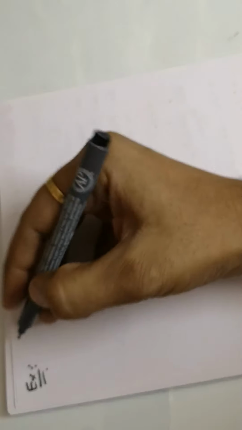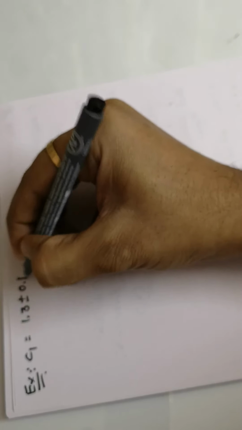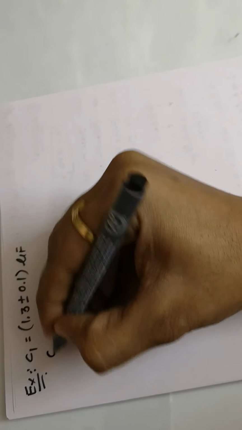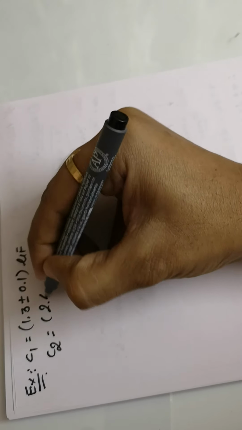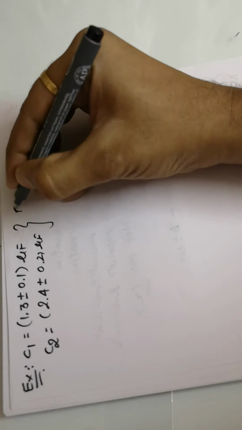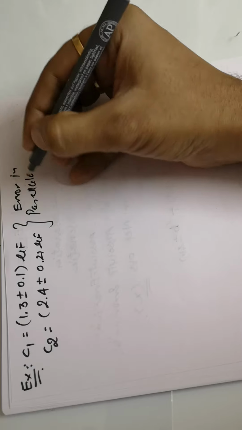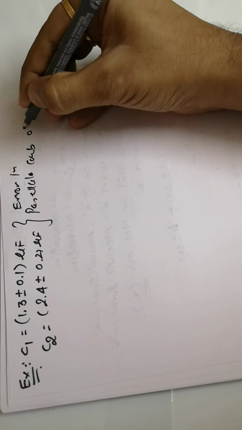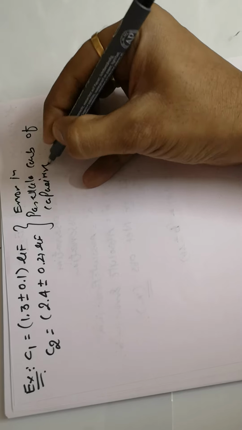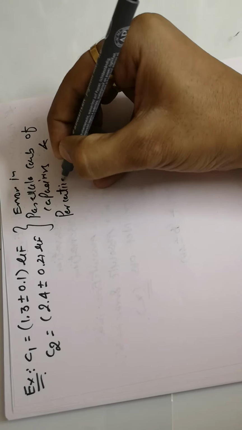Let's say we have a capacitor. A capacitor is a new thing for you. Let's say I have two observations. C1 is 1.3 plus or minus 0.1 microfarad, and the value of C2 is 2.4 plus or minus 0.2 microfarads. I want to find the error in the parallel combination of capacitors, and from that find the percentage error.